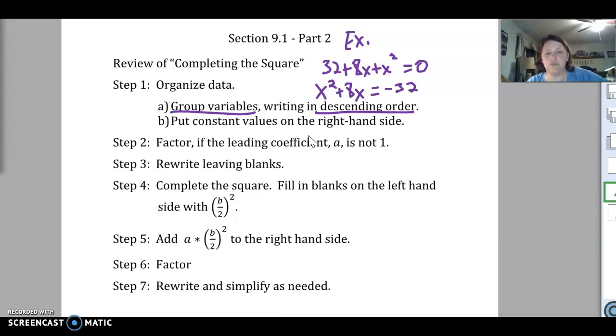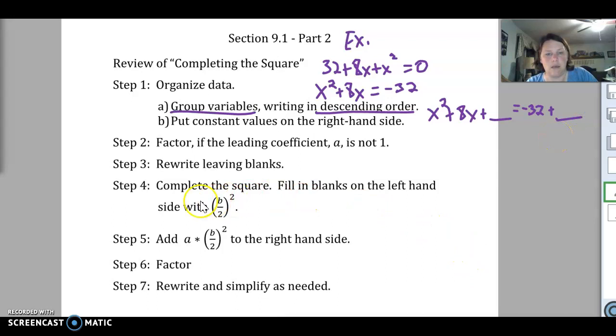Step 3 is to rewrite leaving blanks. So our whole purpose in completing the square is to make the left-hand side of our equation a perfect square trinomial. So we're going to do x squared plus 8x plus something is going to be equal to negative 32. Now we can't just add something into our equation, we have to counterbalance it. So if we add it to the left-hand side, we're also going to add it to the right-hand side.